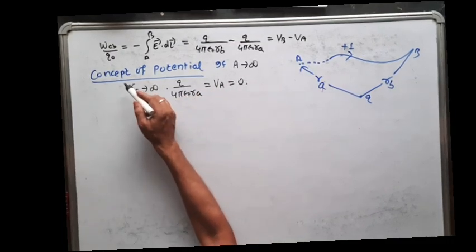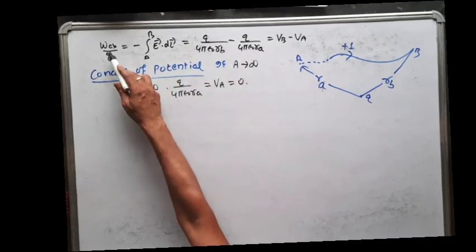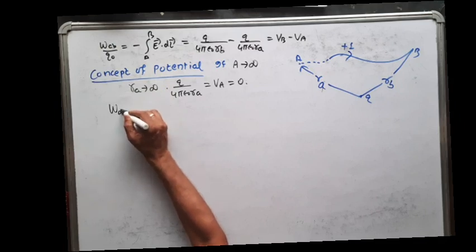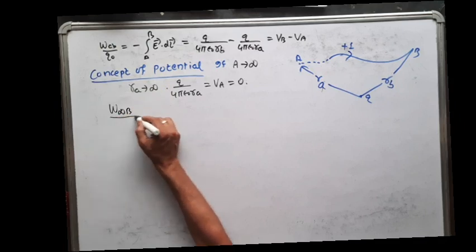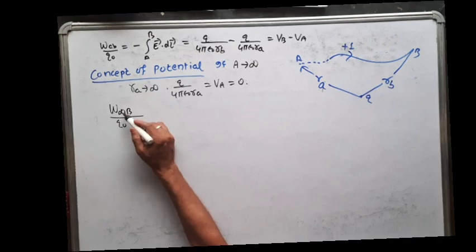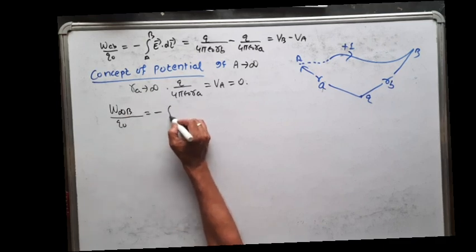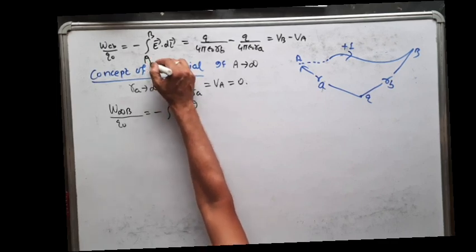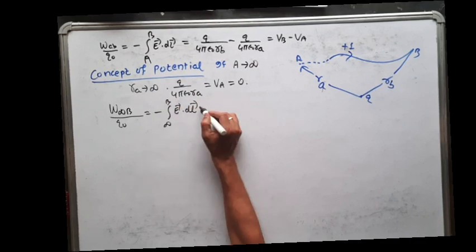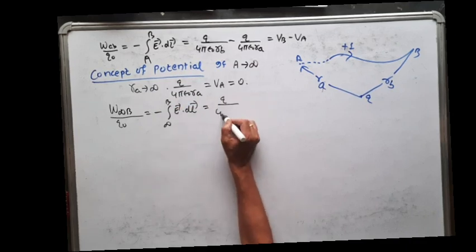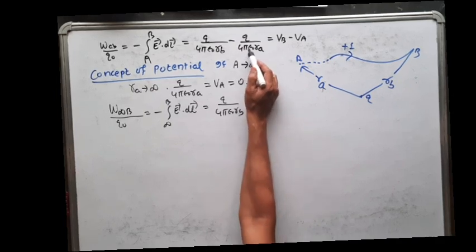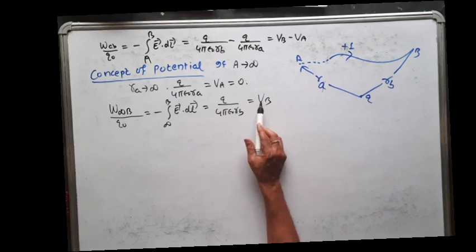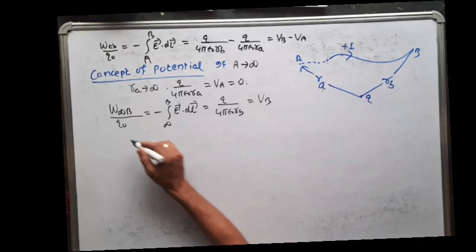So in this case, this formula can be written as work done from A to B, where A is at the infinite point. So work done by taking a unit positive test charge from infinity to point B is equal to the negative line integral of electric field from A to B, where A is at infinity, to point B, which is equal to Q divided by 4 pi epsilon naught RB. So this 0 is equal to VB. That means this is the potential at point B, so this is the definition of potential.